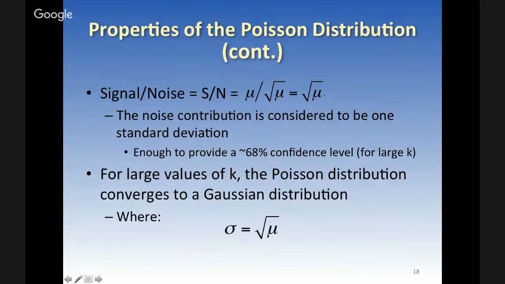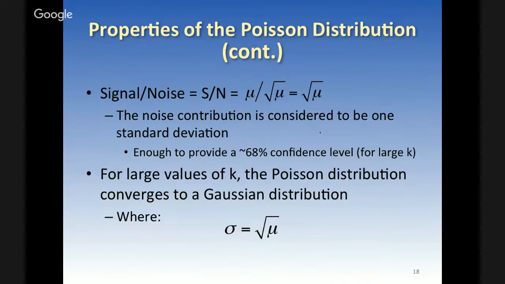So we can calculate from a Poisson distribution what the signal to noise is. As we said, the signal is just the average, which we called mu. And the noise, we just figured it out. The width, the single 1 sigma width, is the square root of the mean. If we reduce this down, the signal to noise just equals the square root of the mean. Again, this is where the noise contribution is considered to be 1 standard deviation.